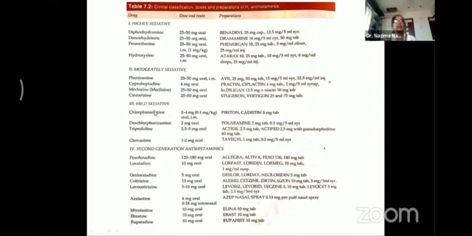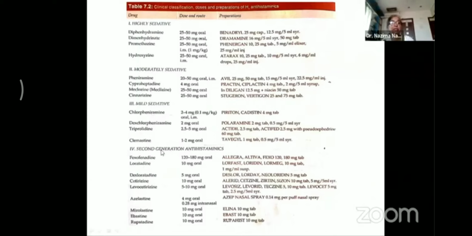And then there are the drugs with mild sedative actions. Those which are there in this group are drugs like chlorpheniramine, we have dexchlorpheniramine, and we have triprolidine and clemastine. So these are the drugs with mild sedative action. So that is about the older generation.